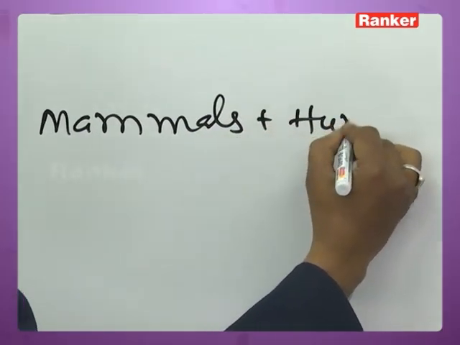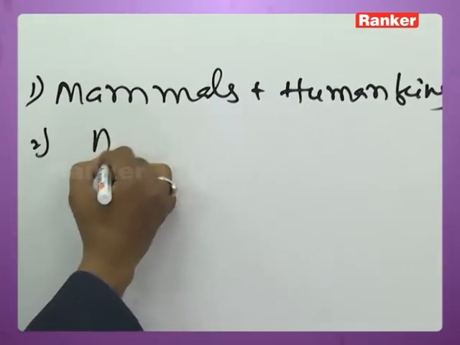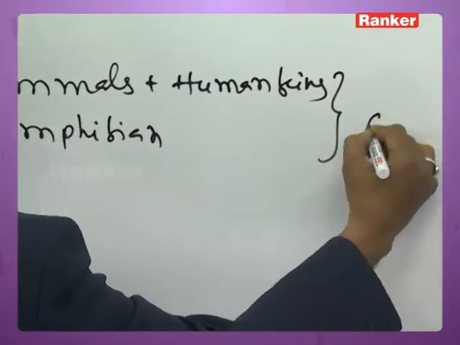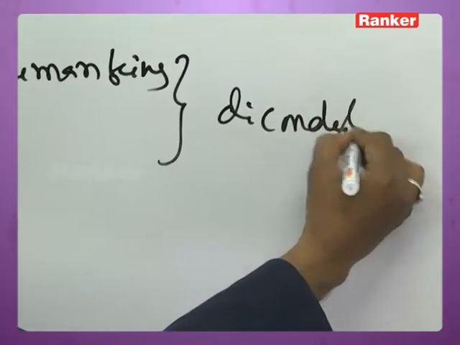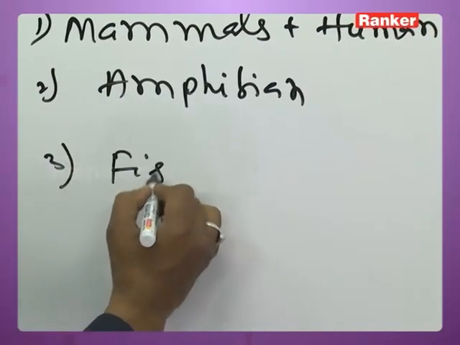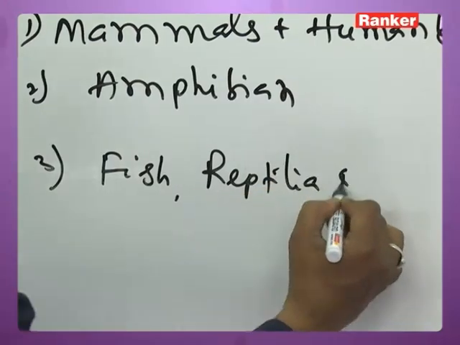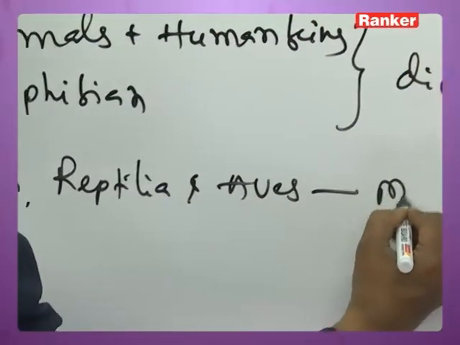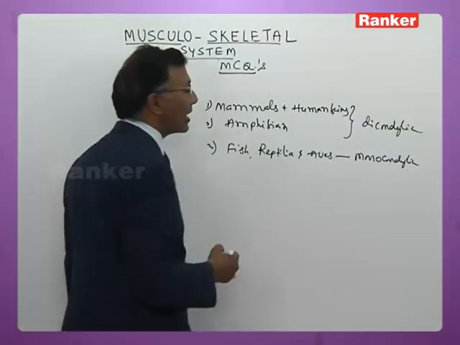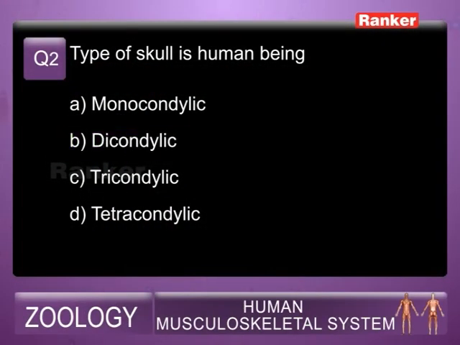In all mammals including human being, and in amphibians, the skull is dicondylic, whereas in fish, reptilia and apes, it is monocondylic. So skull is dicondylic in human being. So the answer is B for this.